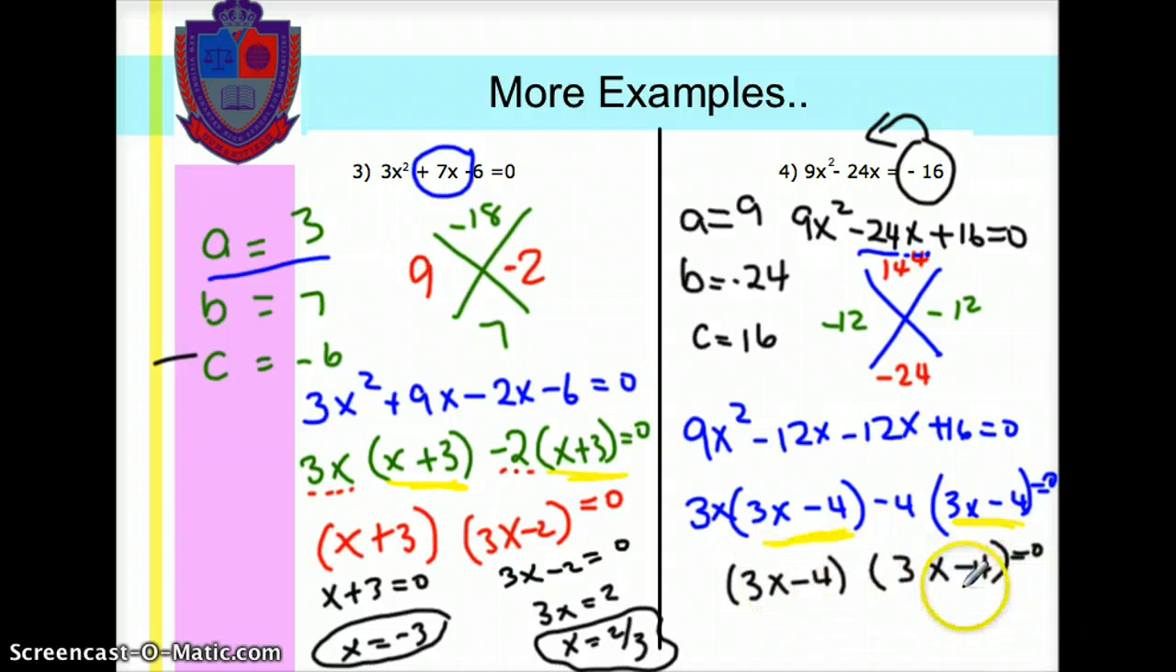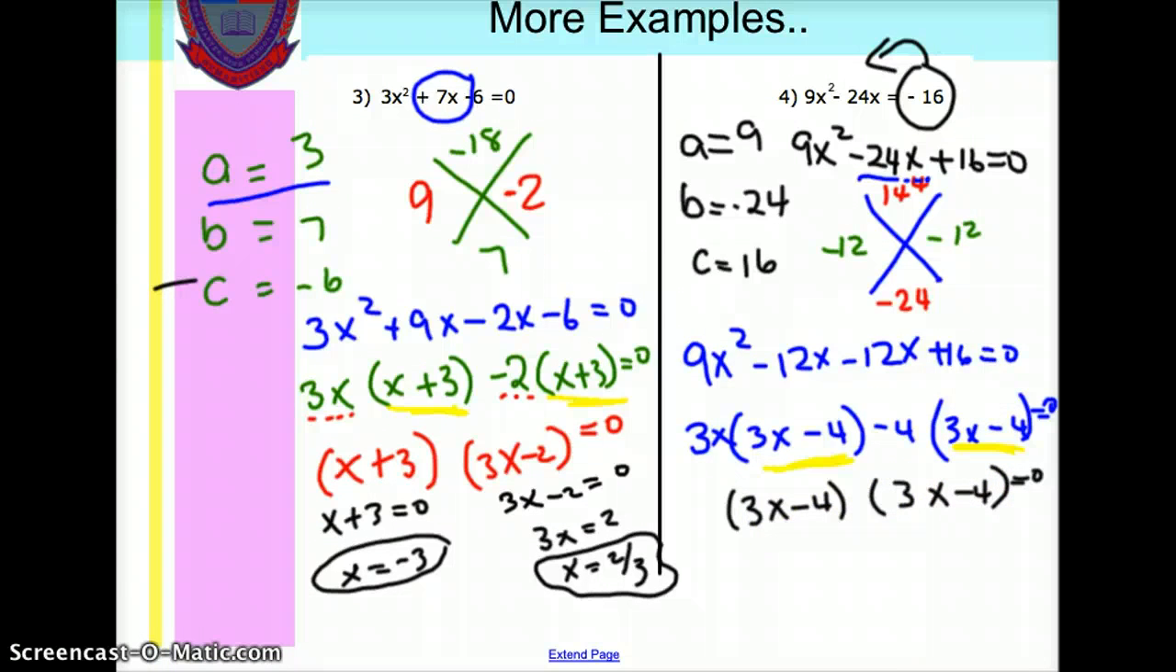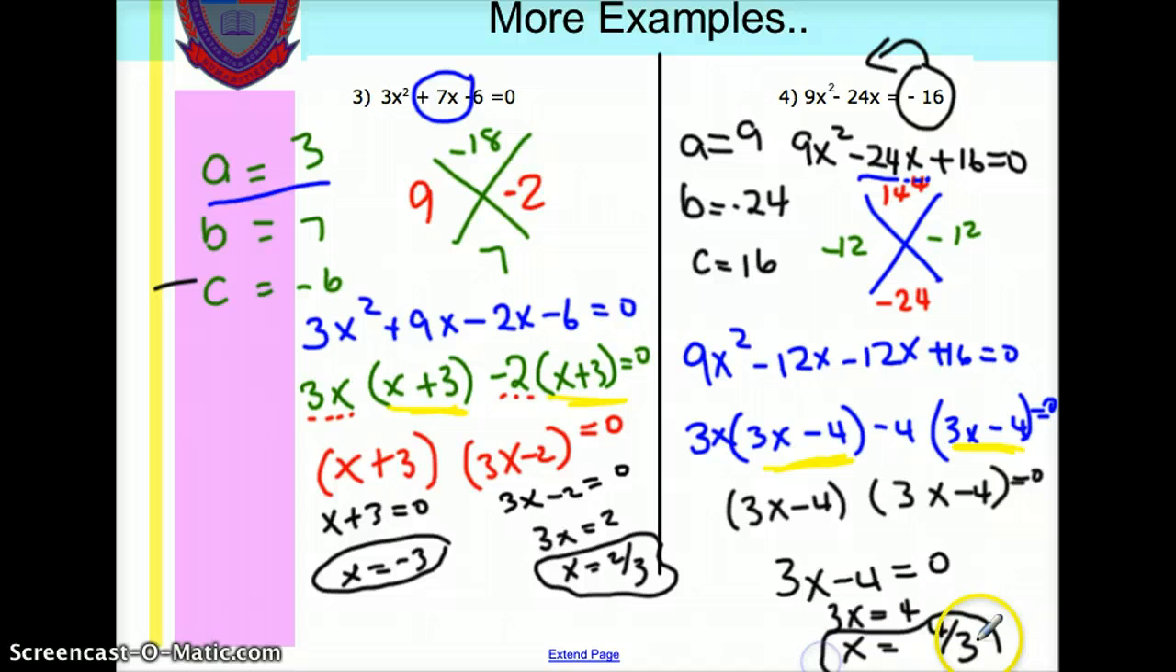So since both of these are the same thing, we have two options now. We can write it as 3x minus 4 equals 0. That's it. We don't have to do both because we know it's going to be the same exact answer. So we have 3x is equal to positive 4, divide by 3, x is equal to 4 over 3. Perfect. So notice this. That's why we only have one answer now, okay?